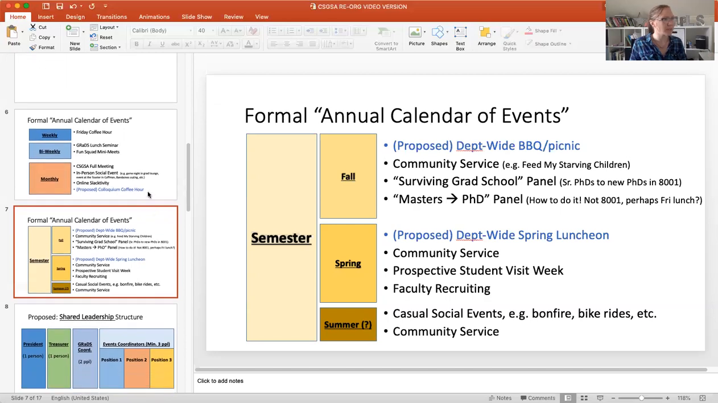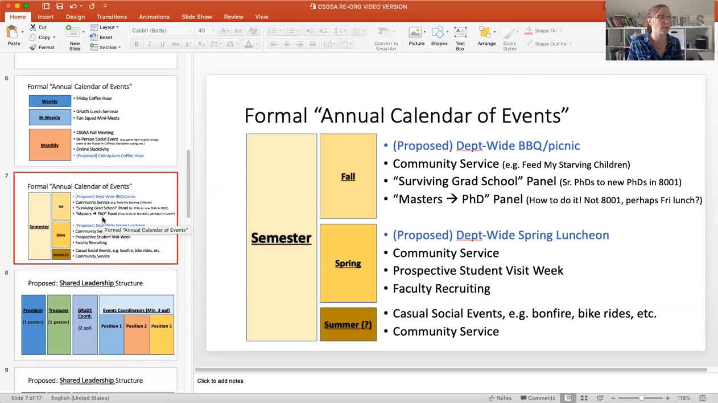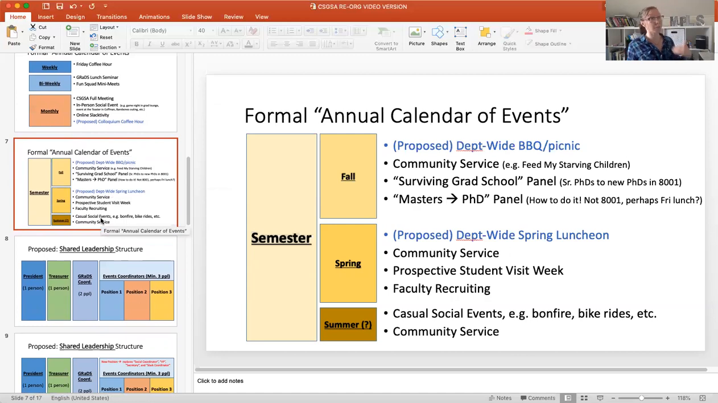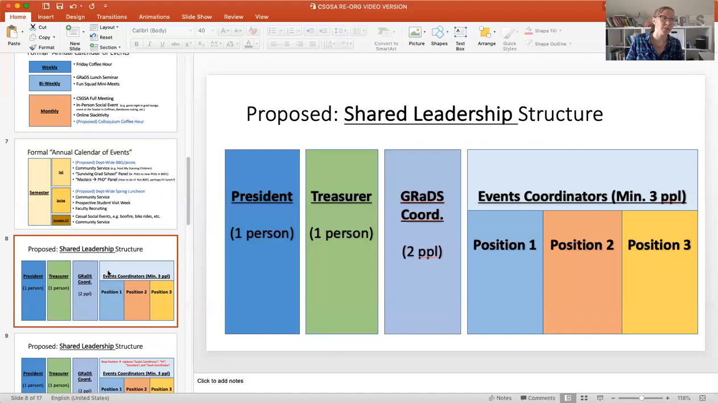So that's basically it. This calendar is very similar to what we're already doing. It just kind of formalizes things and makes it a little bit more clear that this is the work that we're doing every year. Now, to support this formal calendar of events, we are also proposing a new shared leadership structure. So as I mentioned before, some of these positions are retained from the old organization structure, and the events coordinator position is actually a brand new one.